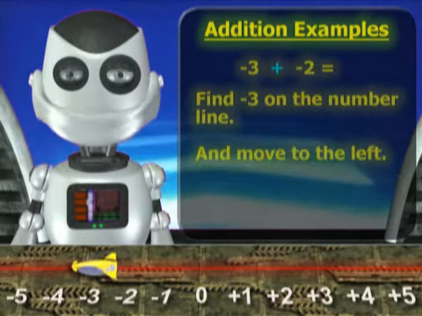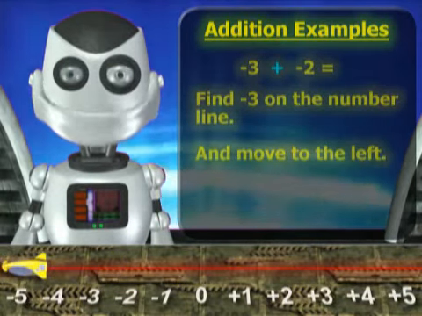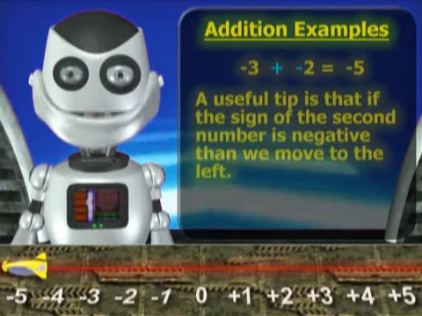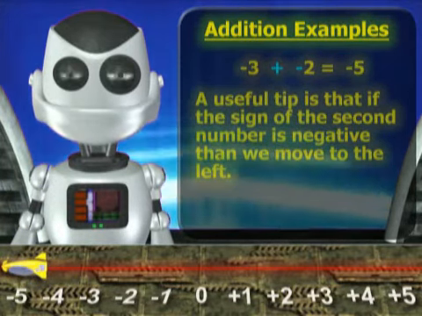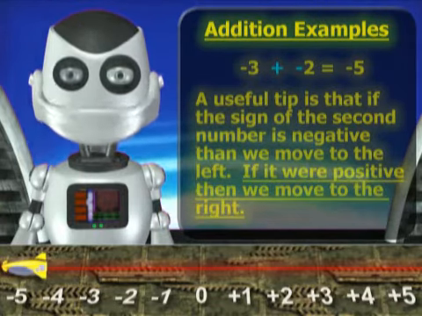Find -3 on the number line and move to the left. A useful tip is if the sign of the second number is negative, then we move to the left. If it were positive, we would move to the right.